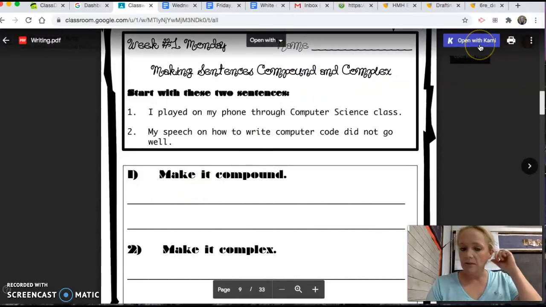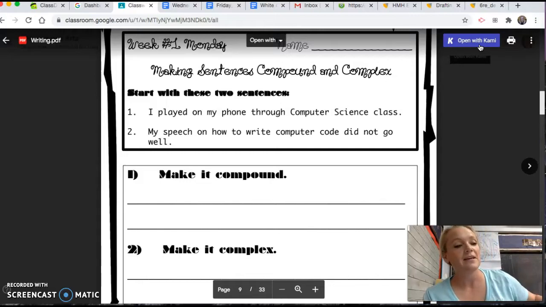I'm not going to open it because I don't want to write in it right now. We're going to make it compound by adding a comma conjunction. Our conjunctions are and, or, but, so, for, yet, nor. And then we are going to make it complex by hooking the two sentences together with a subordinating conjunction.